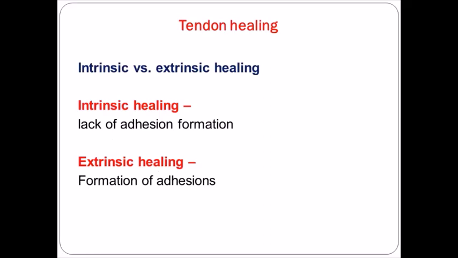Now, another important thing is the type of tendon healing. It is also important to know this. There are two types of tendon healing: intrinsic healing and extrinsic healing. Now, it's up to you whether you are going to encourage intrinsic healing or extrinsic healing. If you encourage intrinsic healing, that means adhesion formation will be less. So it will give you the optimum result.